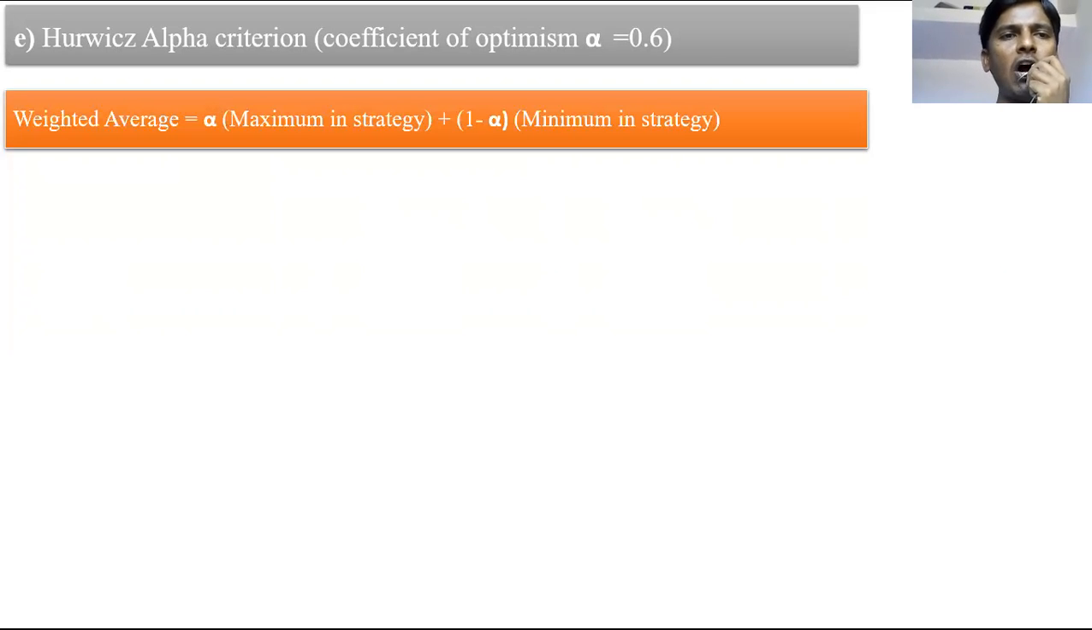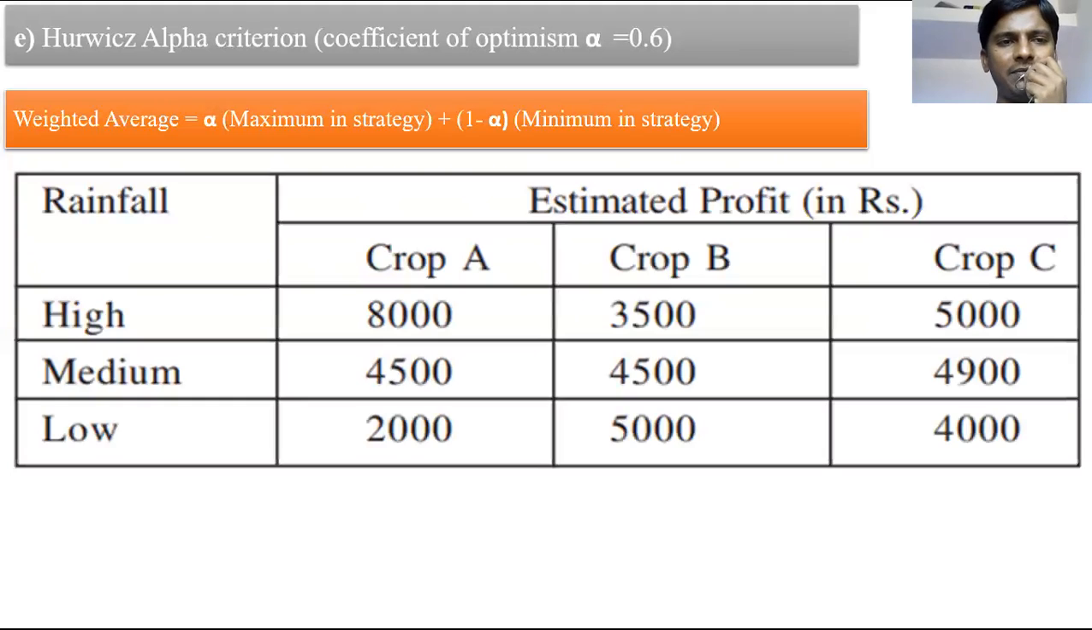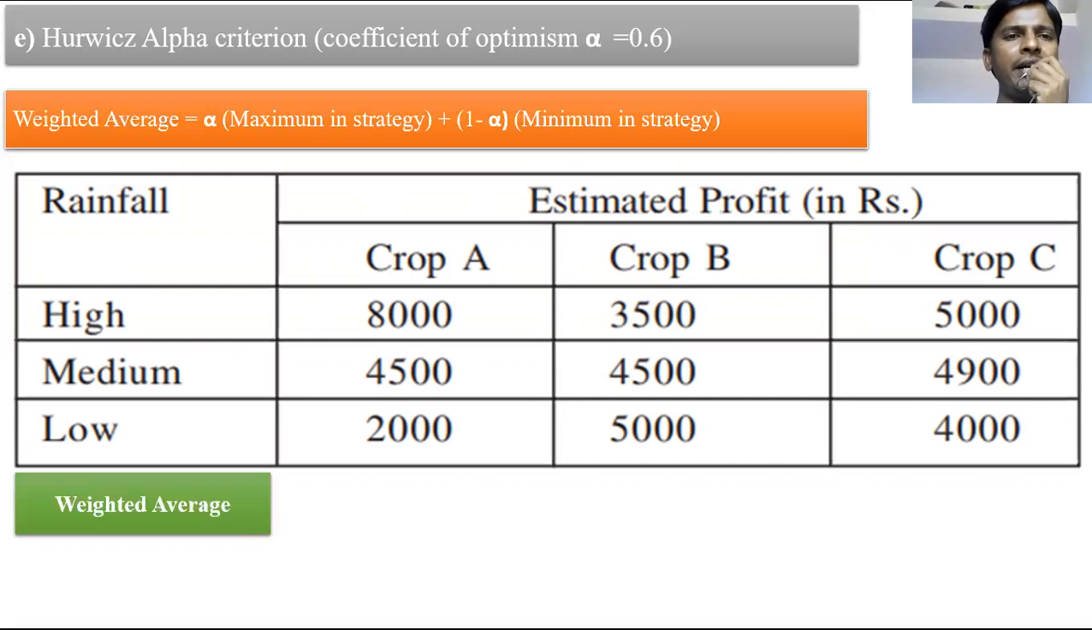The formula of the weighted average method is alpha into the maximum in the strategy, plus 1 minus alpha into the minimum in the strategy. Alpha is 0.6. So how do we calculate the weighted average? It is alpha into the maximum of the strategy. What is alpha? Alpha is 0.6, given in the problem. It means 0.6 into the maximum.